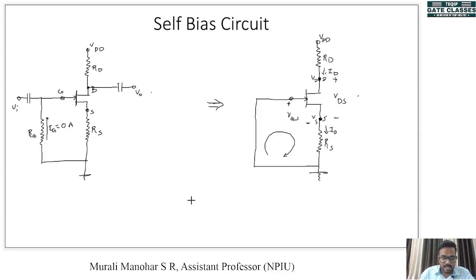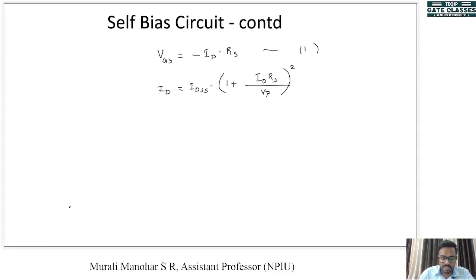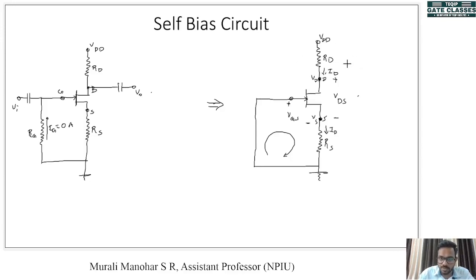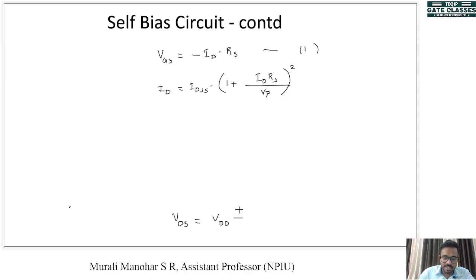After finding out ID, we can find out the value of VDS. So VDS will be given by VDD minus the drops. There are two drops here, one in RD and one in RS, but the currents in both these resistors are ID only. So VDS is equal to VDD minus ID into RD plus RS. So this is the equation for VDS. Now this is the self-bias circuit. This is how we solve for the self-bias circuit.